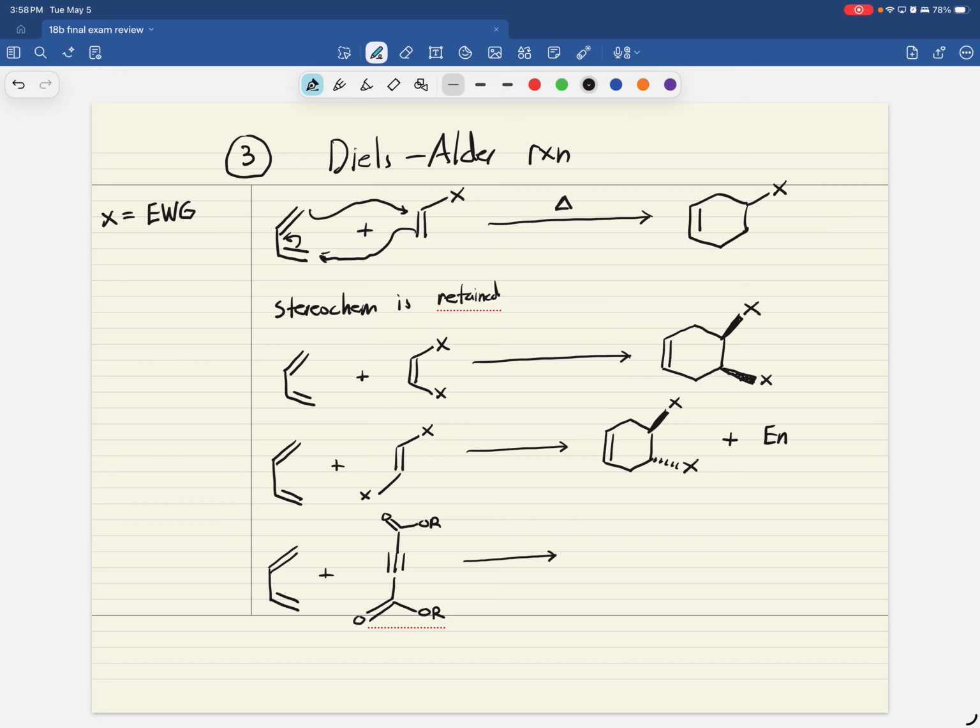And this gives specific products too. So instead of forming just one alkene, how many double bonds are you going to form here? Two, right. One of the bonds in the triple bond gets used to form a carbon-carbon bond. So you're actually going to form isolated double bonds here.